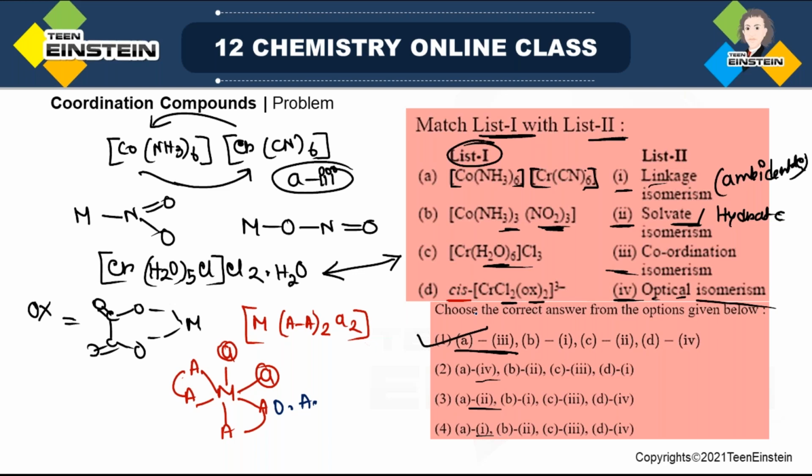Is it clear? All the 4 isomers, why they are matching with these specific numbers? Is there any doubt? We will go to the next question.